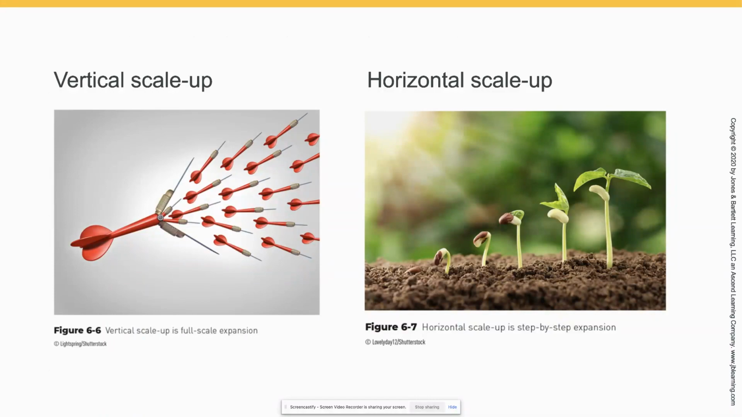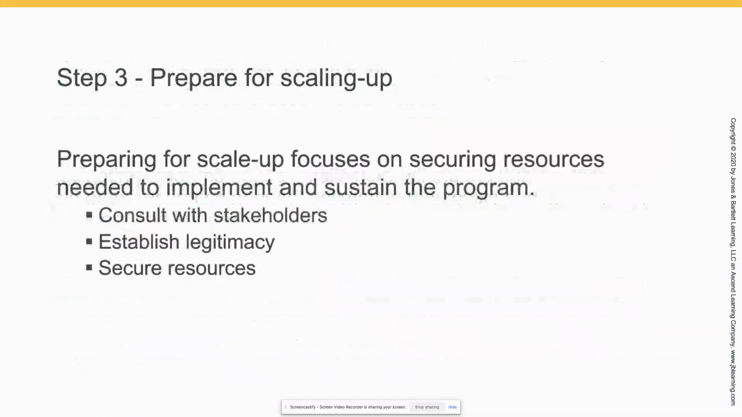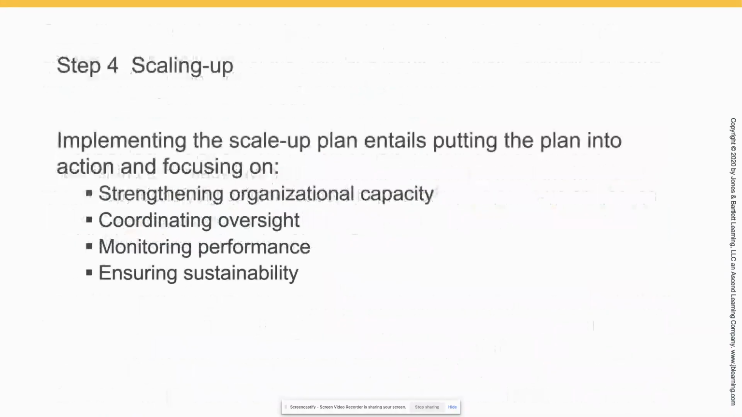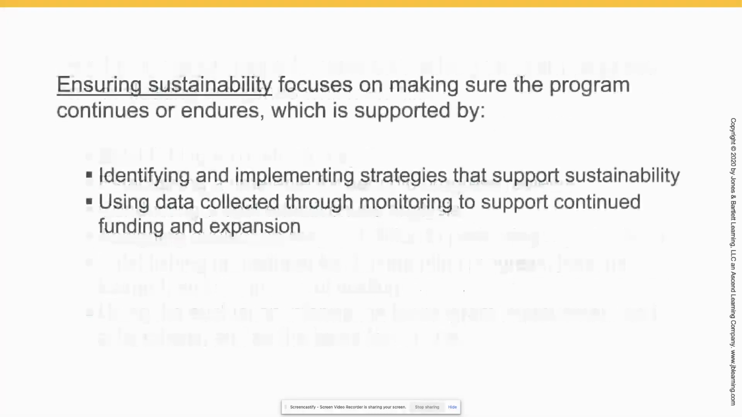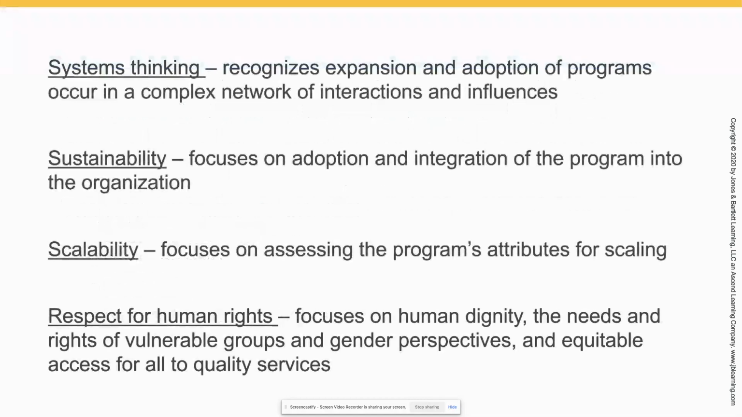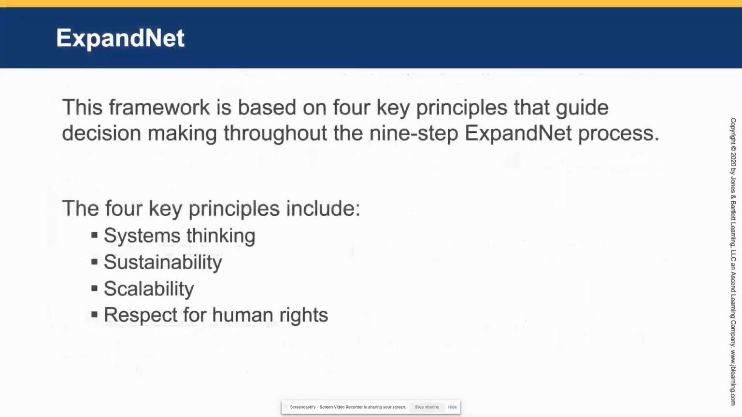This is that vertical scale up and horizontal scale up that we talked about. There's a lot of detail here. So if you're a person who likes to have things outlined, I definitely would recommend reading both of these. So ExpandNet, that's the other one.